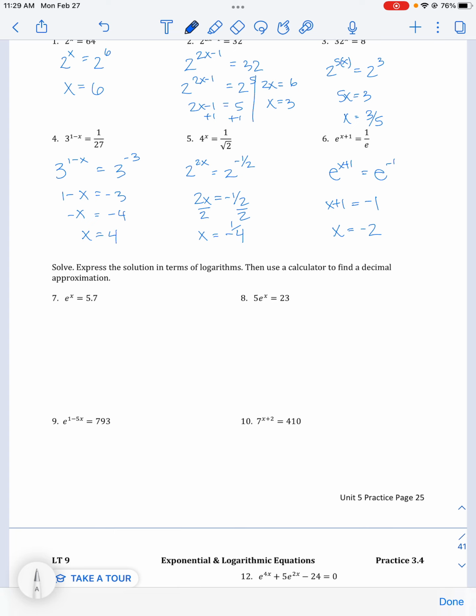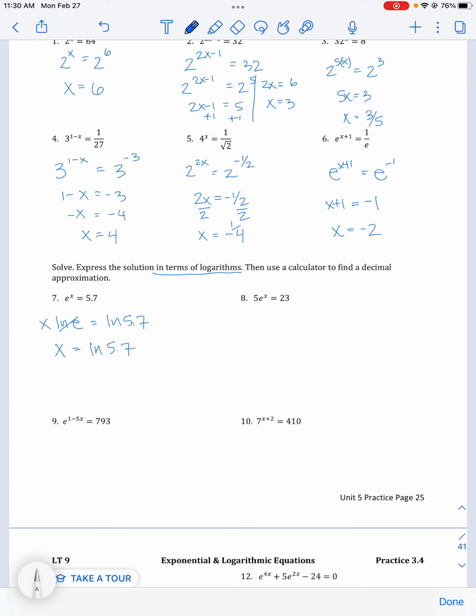Okay, now e to the x equals 5.7. I'm going to express the solution in terms of logarithms and then use a calculator to solve. So I know that to undo an exponential function with a natural base, I'm going to use the natural log. So I'm taking x times the natural log of e equals the natural log of 5.7. Well, the natural log of e cancels to 1, so x is equal to the natural log of 5.7, which ends up being a number on your calculator, and you can crunch that number.